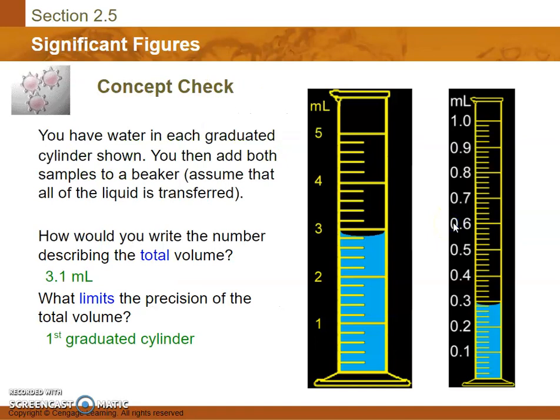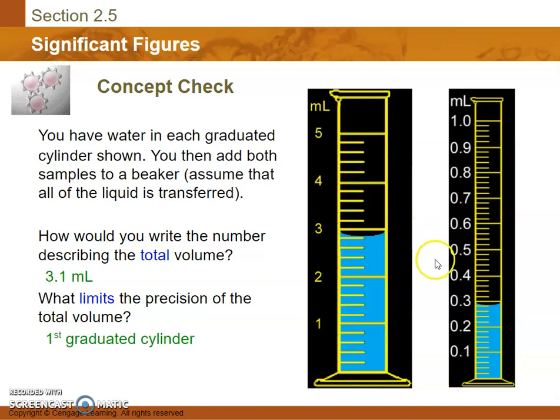Now let's do a concept check. We have graduated cylinders and they have water in them. We are going to add the 2 together. We're going to pour them into a beaker. We're going to assume that every last drop of water in these graduated cylinders is poured into the beaker. How would you write the number describing the total volume?